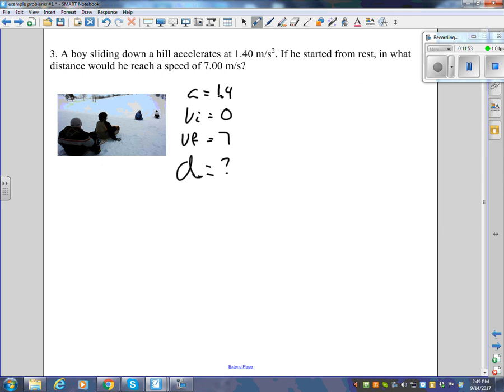Do we need time? It just says find the distance. So which one has v_f, v_i, a, and d in it? Yeah, that last one: v_f squared equals v_i squared plus 2ad.